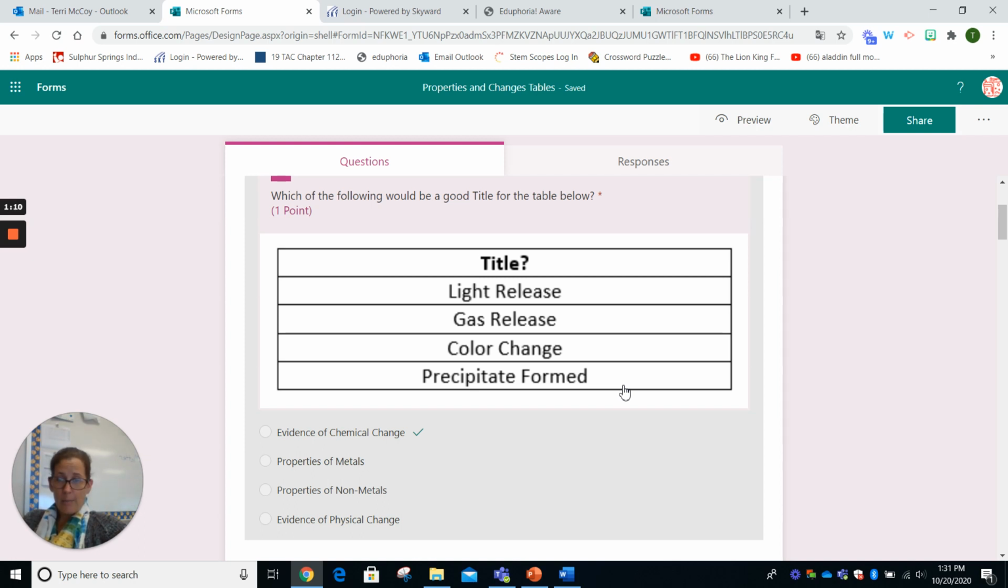Hopefully you remember seeing them on Cool Guys Love Their Phones. If you do remember, awesome. If you don't, I need you to remember that. You're going to need it for the test, okay? Cool Guys Love Their Phones is going to be evidence for a chemical change. So all of these things right here are evidence of a chemical change. So our best answer is that evidence of a chemical change would be a good title for this.